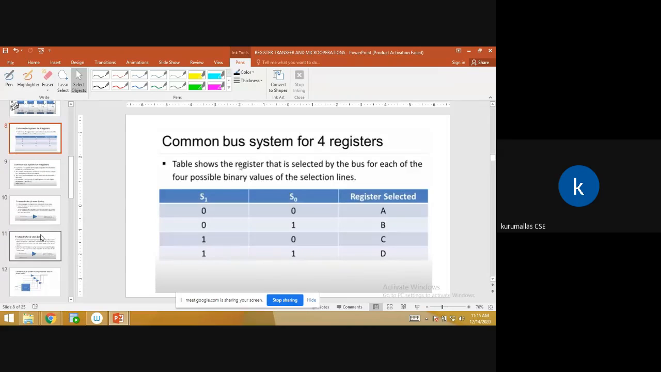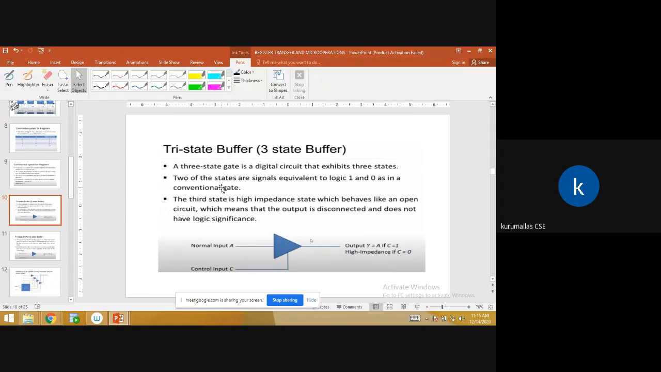Next, we have to use one more method for the common bus system: the tri-state buffer. So this is the tri-state buffer, right? We have three conditions: 0 is one output, 1 is another output, and one more thing is there: high impedance.